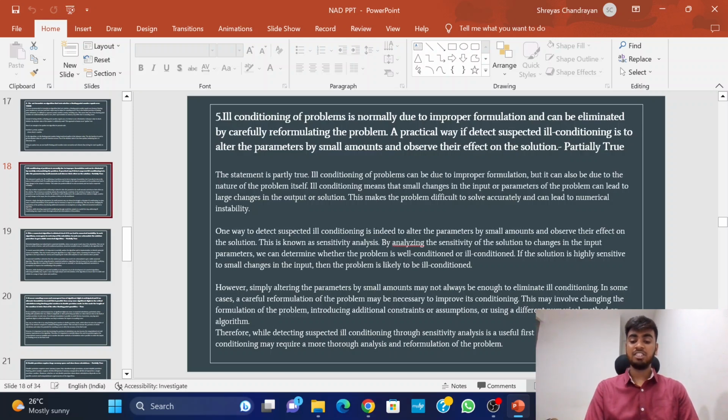This may involve changing the formulation of the problem, introducing additional constraints or assumptions, or using different numerical methods or algorithms. Therefore, while detecting suspected ill conditioning through sensitivity analysis is a useful first step, addressing ill conditioning may require a more thorough analysis and reformulation of the problem.